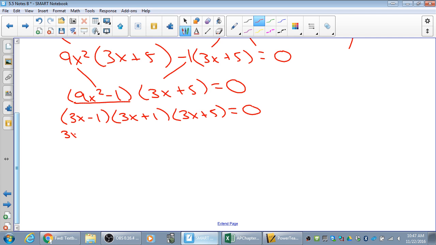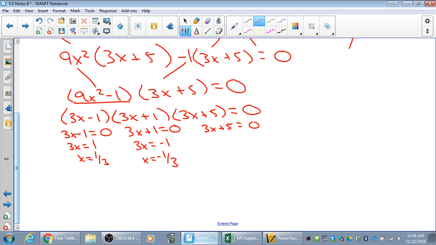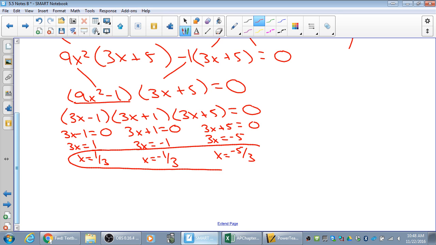So 3x minus 1 is equal to 0. Add 1, divide by 3. First answer, 1 third. Well, this one must be negative 1/3 because it's the difference of two squares. We minus 1 and we divide by 3. And then finally this one, we do something very similar except there's a 5 there. Negative 5, negative 5/3. So there are your 3 answers. That's what we needed. We needed 3 answers.